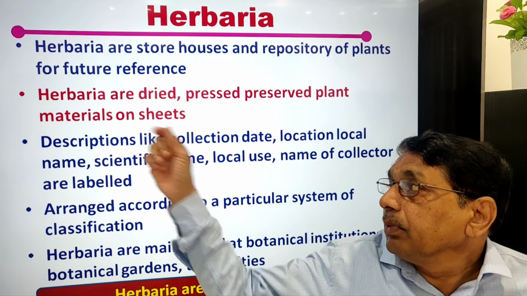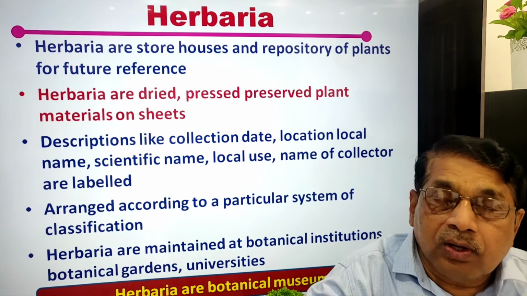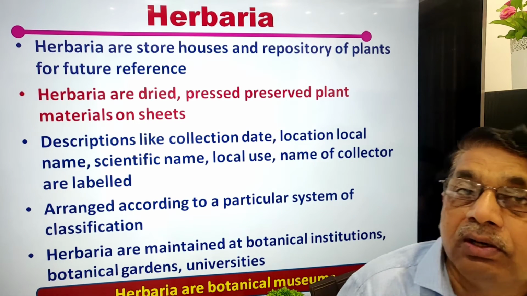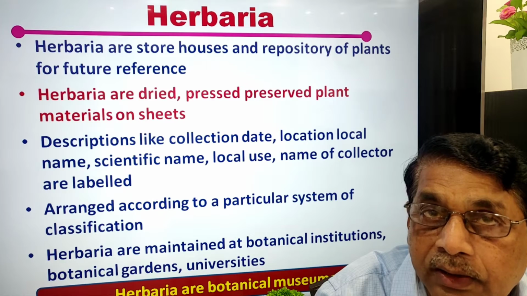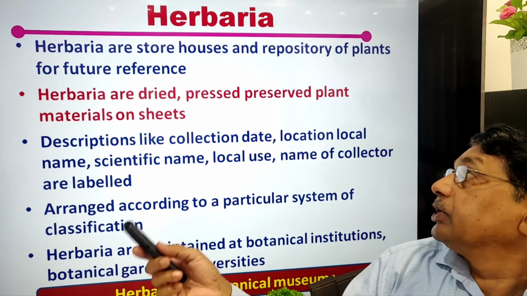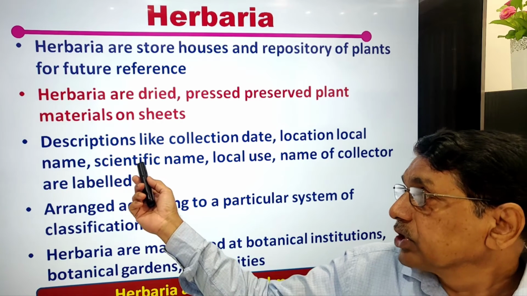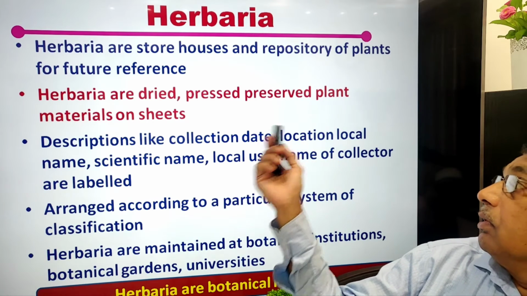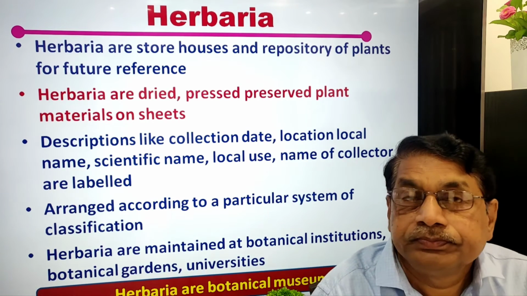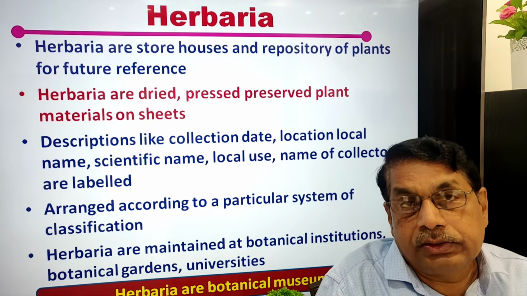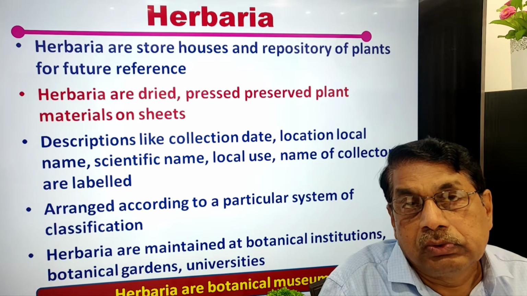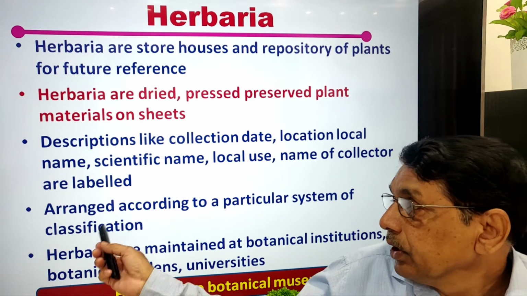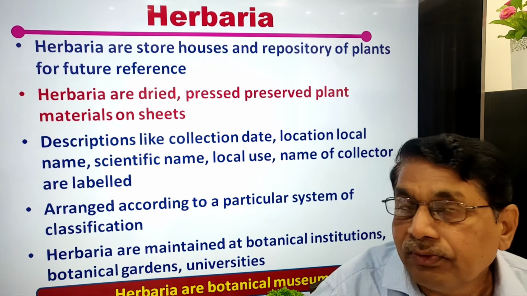These are called herbaria. And on that particular sheet, some details will be available, like collection date, on which date that particular plant was collected, location, name, scientific name, local use, name of the collector. All these details, who collected it, when, from which place, will be available on those sheets, arranged according to a particular system of classification.